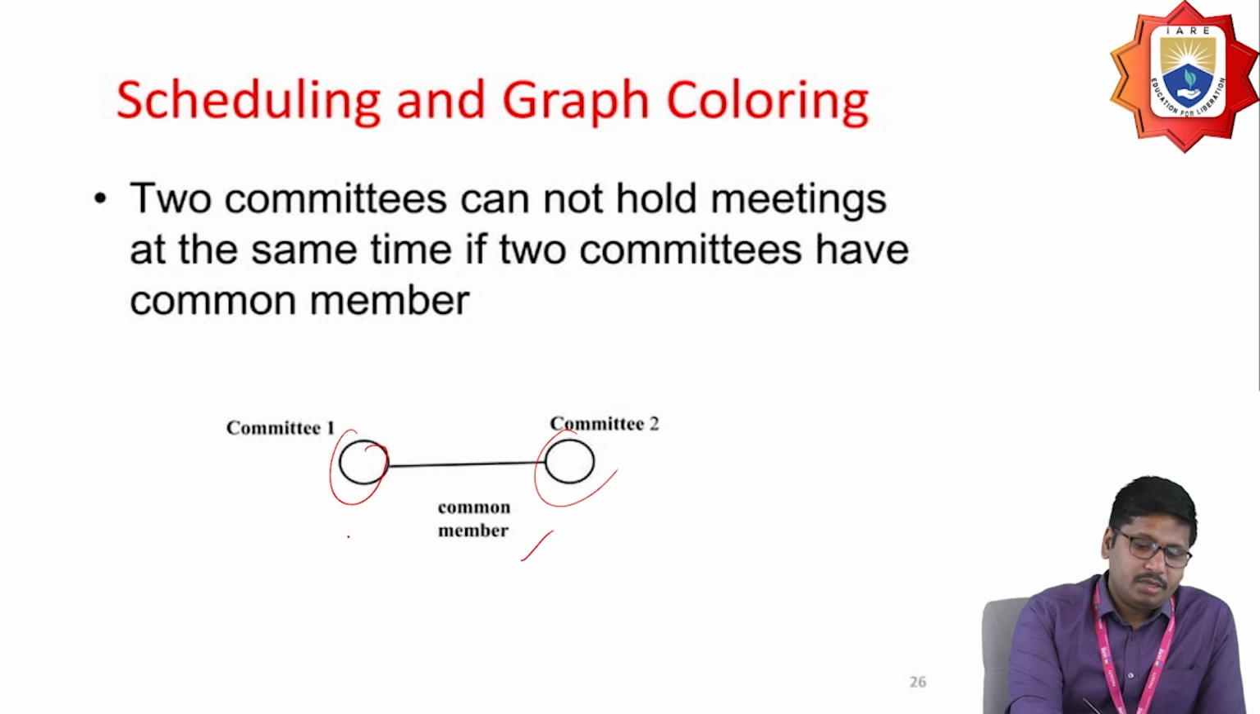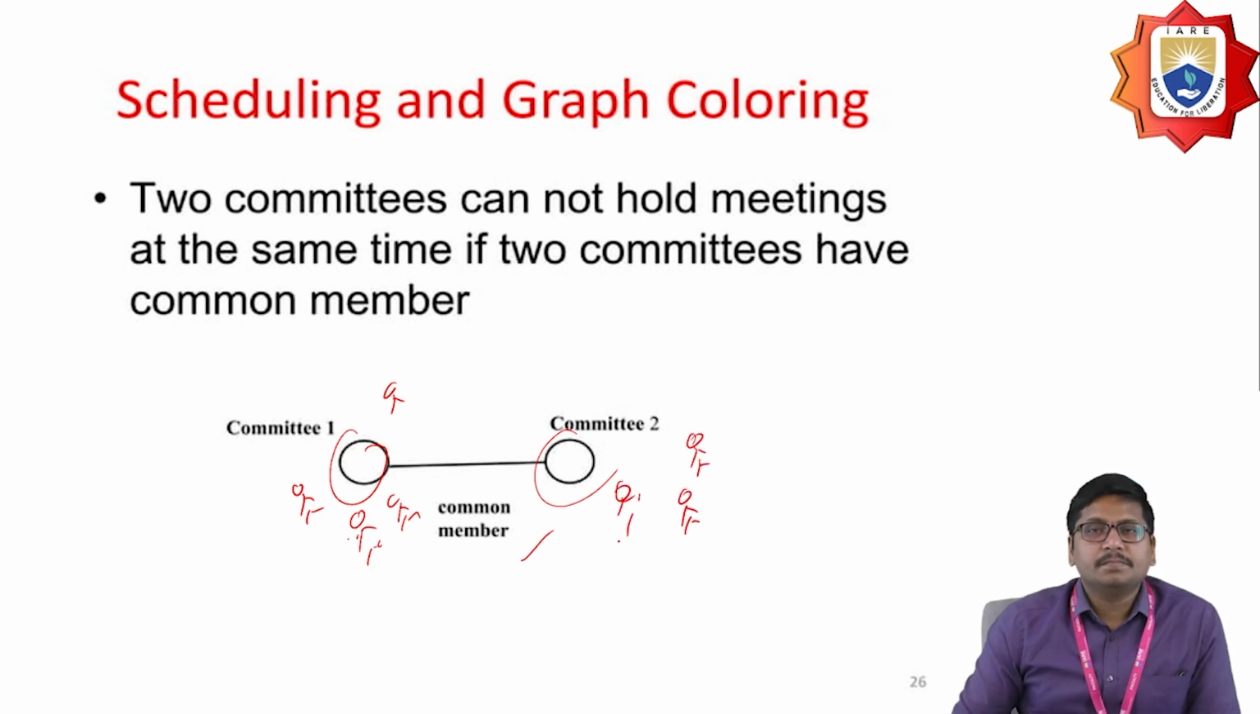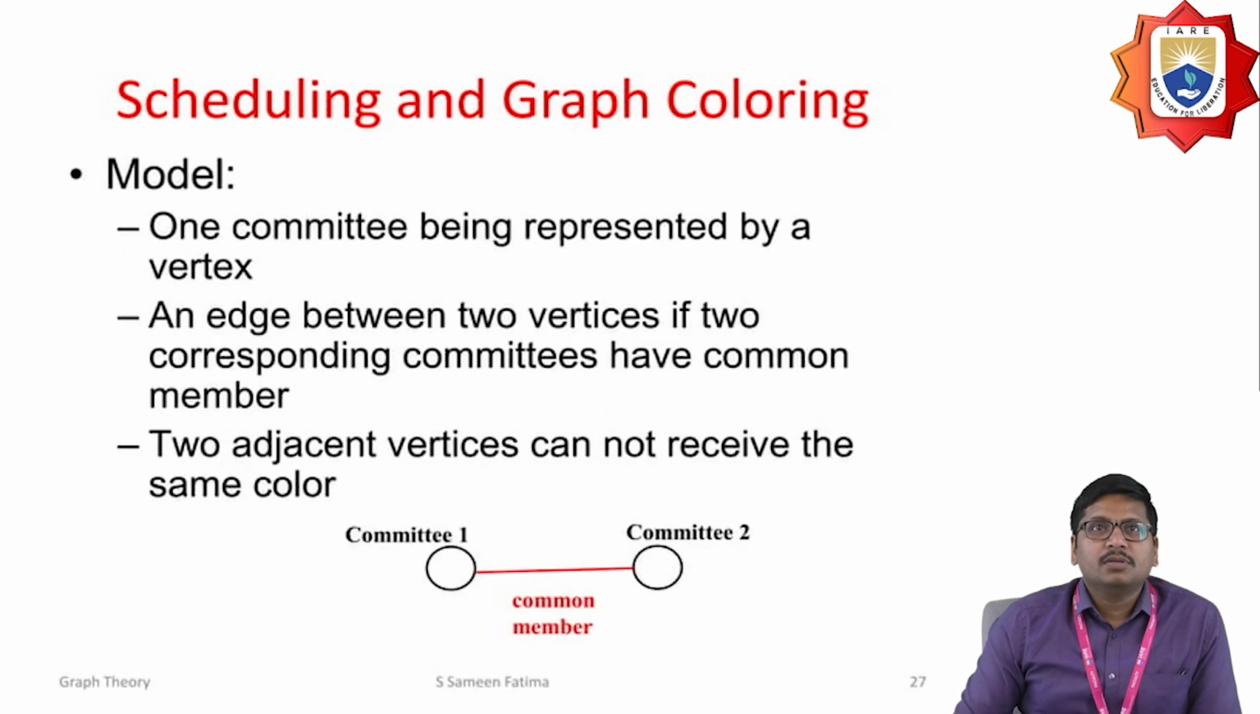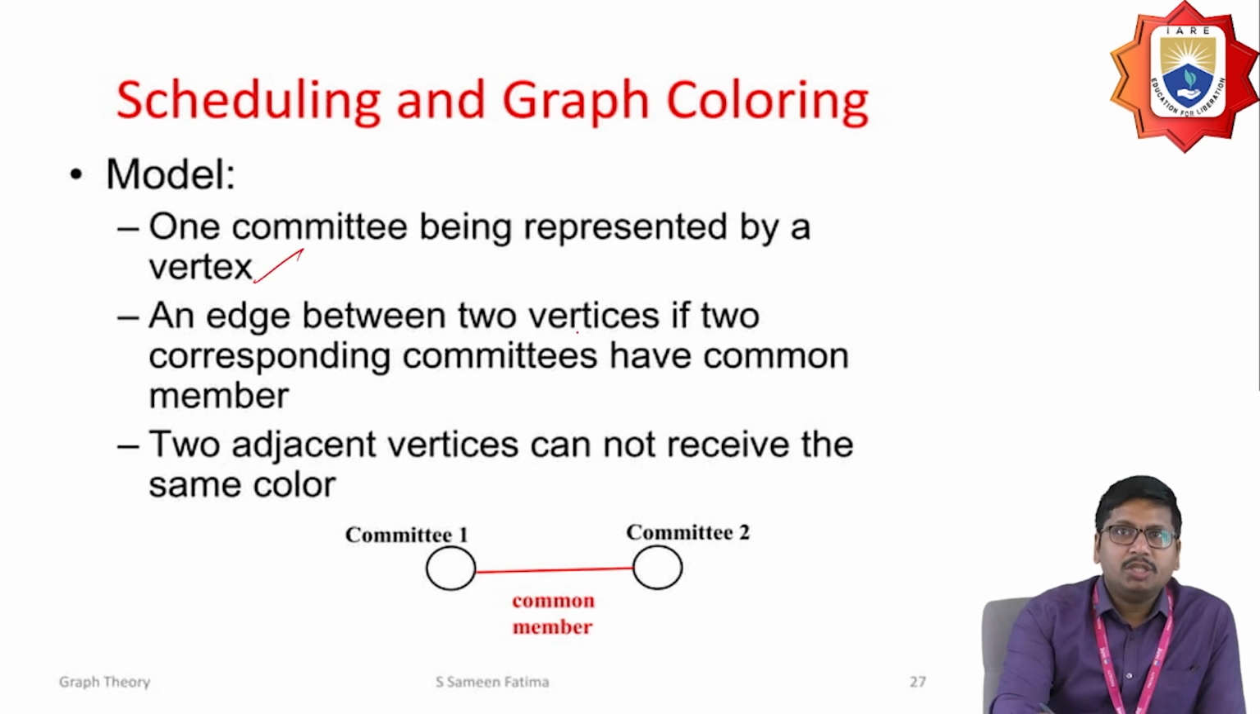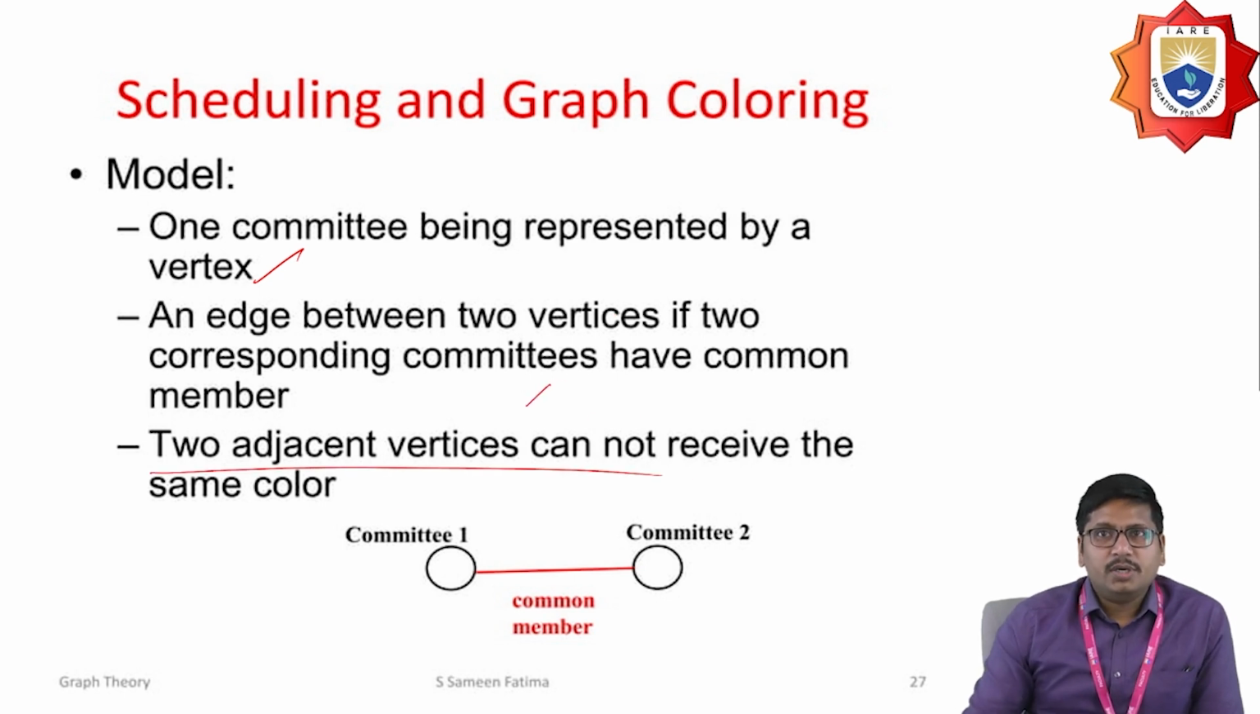So this one should be considered as one committee, the group of people, and this one should be considered as another committee. So the model is that one committee is going to be represented by one vertex, and the edge between the two vertices is another one. So if two corresponding committees have the same common member, the two adjacent vertices cannot receive the same color.